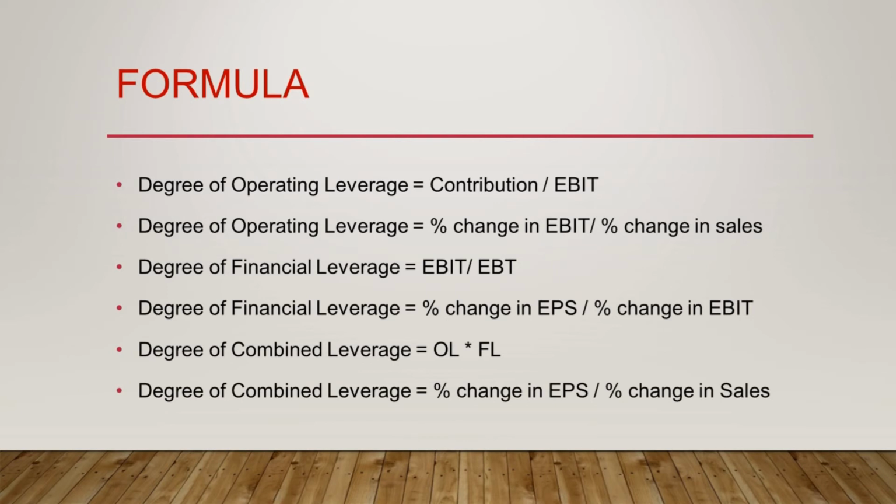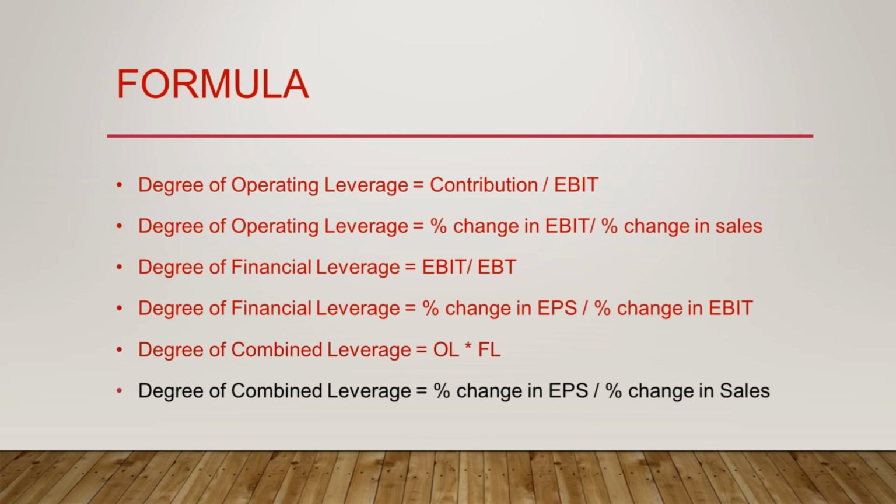Let's see the formulas for operating leverage, financial leverage, and combined leverage. So degree of operating leverage is contribution by EBIT. This is how we calculate. And operating leverage would give us a view of how our business is going, how our business is leveraged. Is it okay or is it too much in debt? Degree of financial leverage would be equal to EBIT divided by EBT, and degree of financial leverage could also be calculated in percentage terms, like percentage change in EPS by percentage change in EBIT.